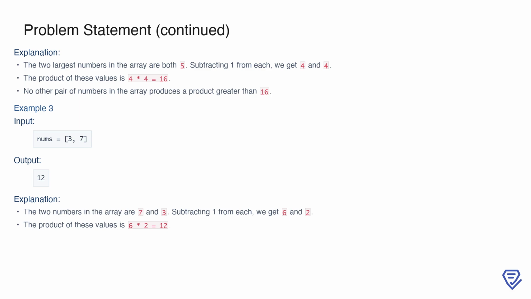In the third example, the input array is 3, 7. With only two elements in the array, these are the numbers we must use. The values are 7 and 3. Subtracting 1 from each gives 6 and 2, and their product is 6 asterisk 2 equals 12. Since these are the only two numbers available, this is the maximum product possible for this array.